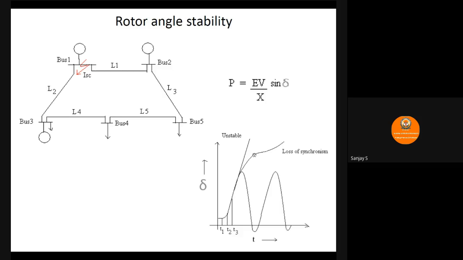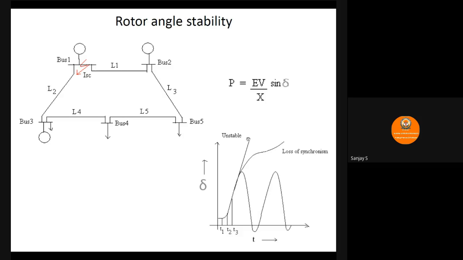This is the second curve. As you can see, I'm showing it with the mouse pointer. This indicates loss of synchronism with respect to other machines. Third possibility, if you are trying to clear the fault at time instant t3, then it completely loses stability and you can see a straight line. So it goes racing and the system is uncontrollable.